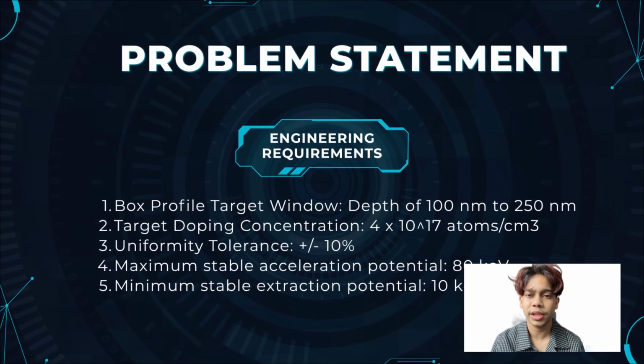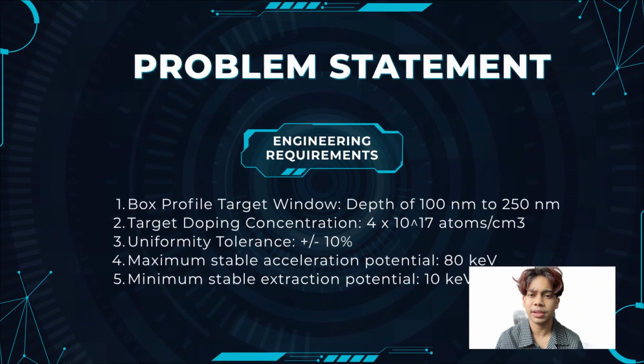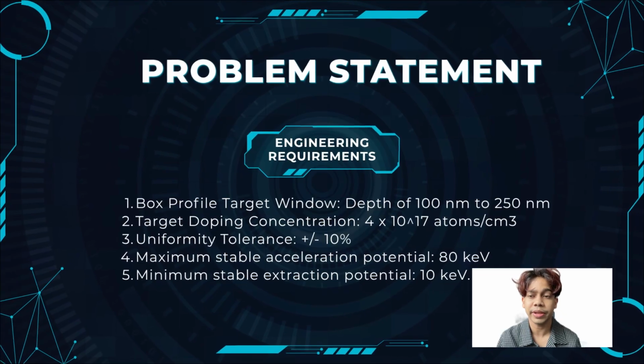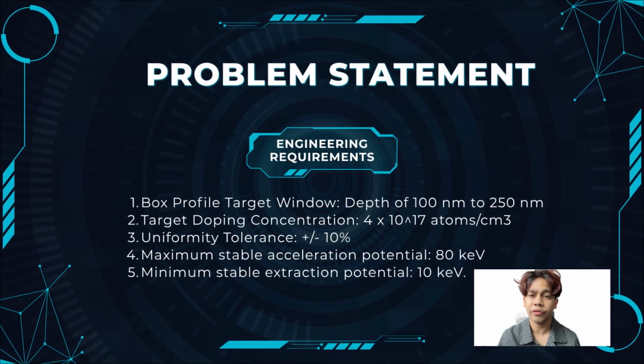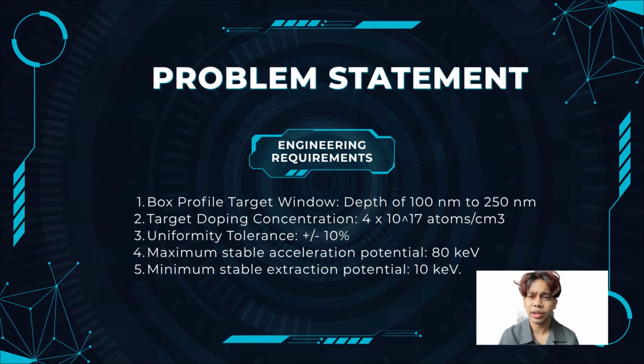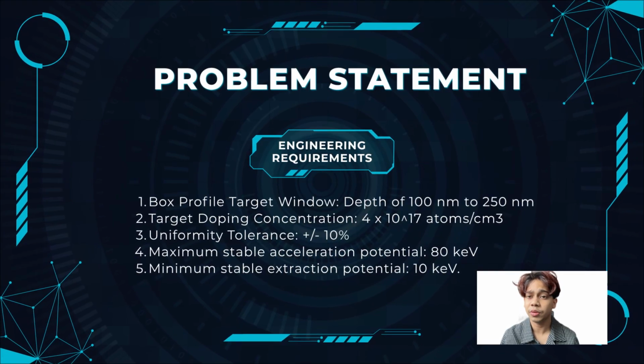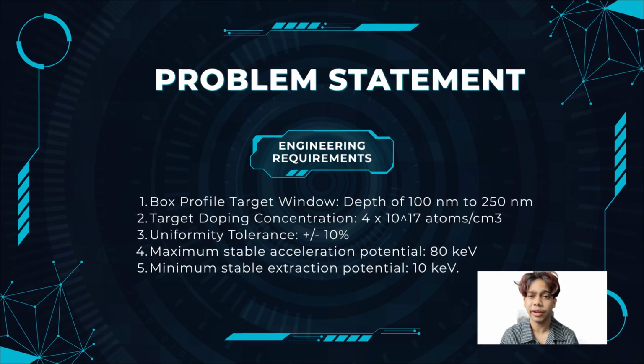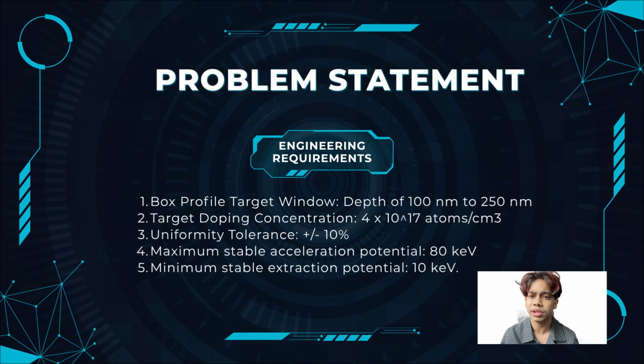For a high frequency BJT to function optimally, the base transit time of electrons needs to be minimized. This means we need a very tight, uniform box profile for our dopant. Specifically, our target window for this base layer is between 100 nanometers and 250 nanometers deep. If the layer is too shallow or too deep, the frequency response drops significantly. Within this zone, we are aiming for a uniform target doping concentration of 4 times 10 to the power 17 atoms, allowing a strict uniform tolerance of just plus or minus 10%.